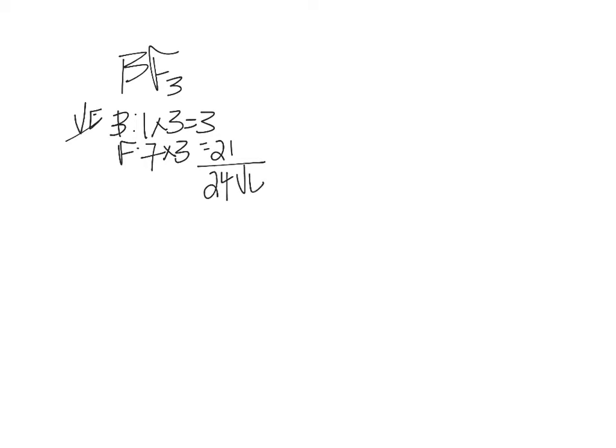So valence electrons: boron is in family 3, so it has 3 valence electrons. Fluorine is in family 7, so it has 7, and there are 3 of them, which means 21, so 24 valence electrons. Octet electrons is how many they want.